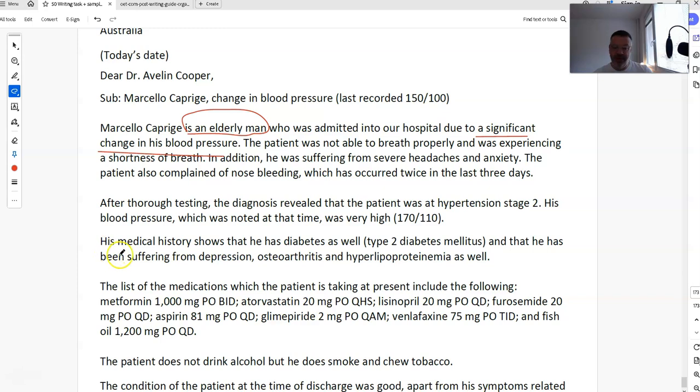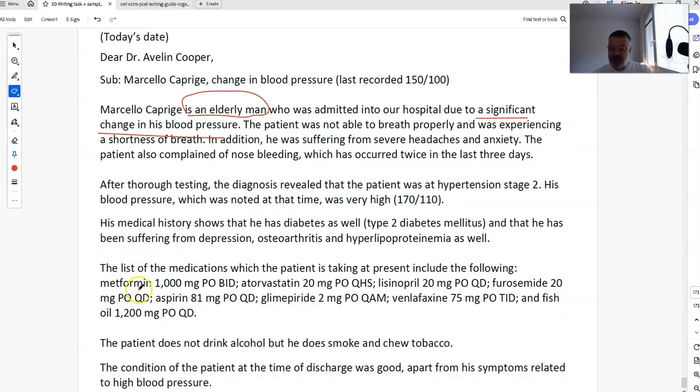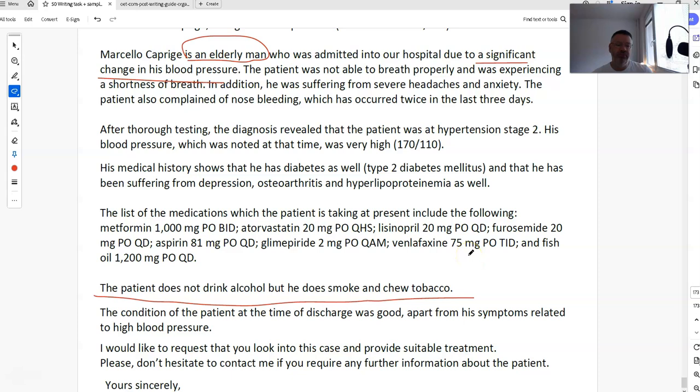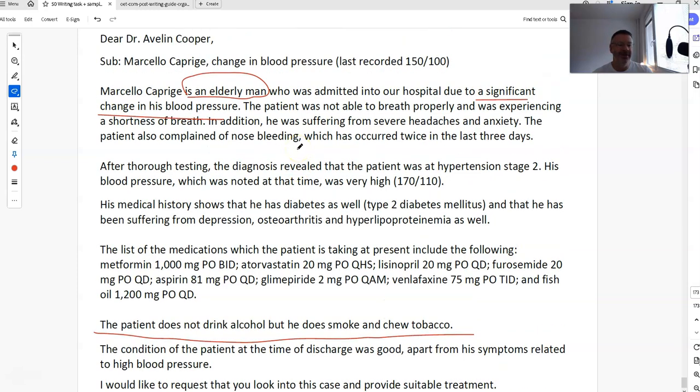Then you've got a bit of a history, medications. Then you've got this secondary stuff. He doesn't drink, but he kind of smokes. Okay, so that's just to give you some general idea of a logical order. Now, obviously, as I say, this sample is not the best, but just to give you some general idea.